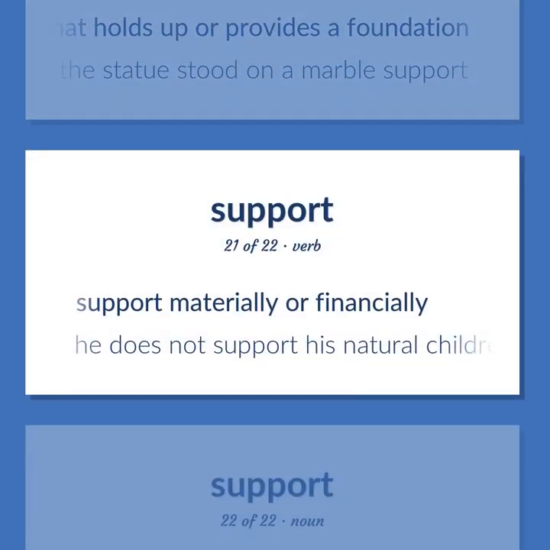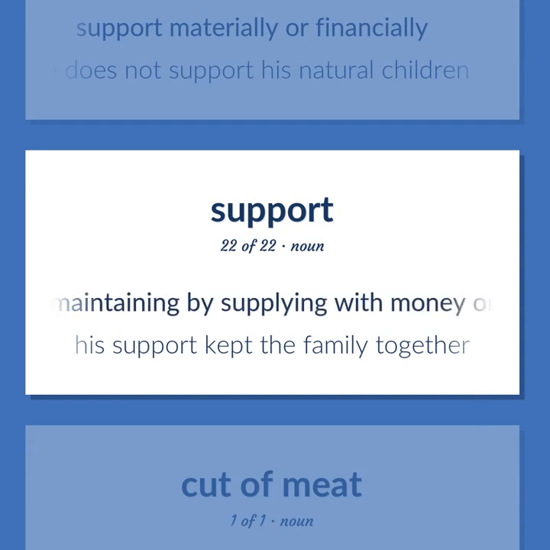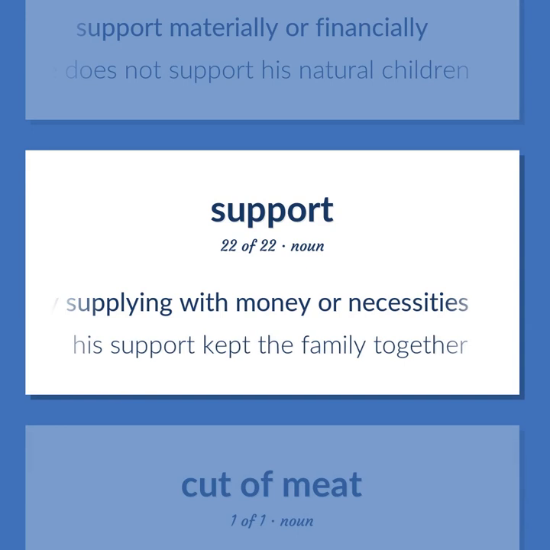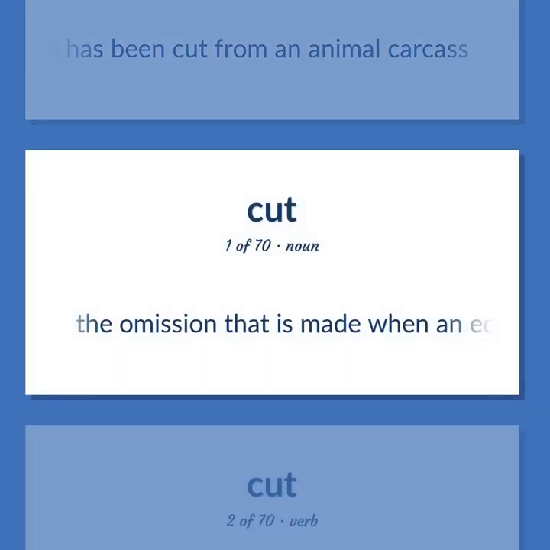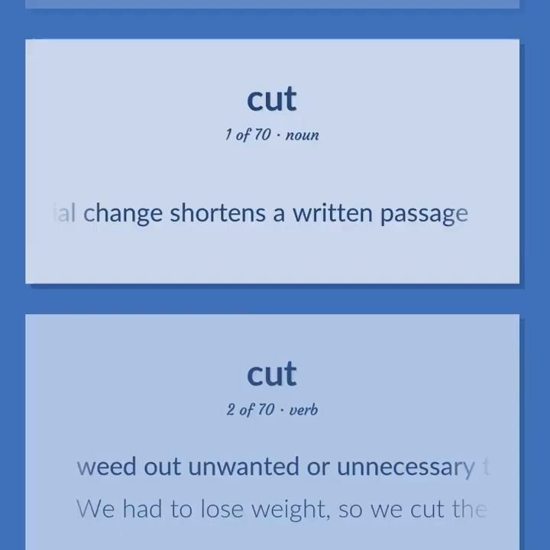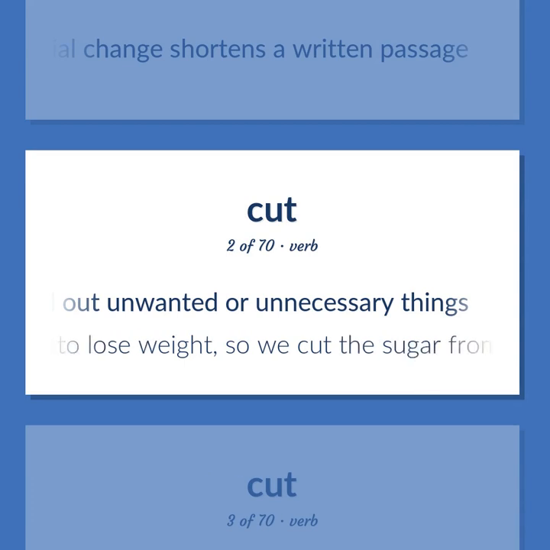Support materially or financially. He does not support his natural children. The activity of providing for or maintaining by supplying with money or necessities. His support kept the family together. A piece of meat that has been cut from an animal carcass. The omission that is made when an editorial change shortens a written passage. Weed out unwanted or unnecessary things. We had to lose weight, so we cut the sugar from our diet.